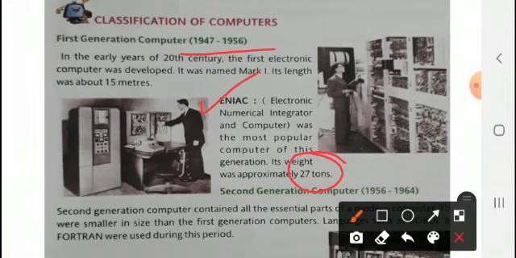Okay, now the second generation computer, and the years were 1956 to 64. Then it contained all the essential parts of a modern computer. Okay, in the second generation computer, languages were also used, that is COBOL and Fortran, and the full forms are also given. Formula Translation. They considered all the essential parts of the modern computer, and they were smaller in size as compared to the first generation computer, but still they are large.